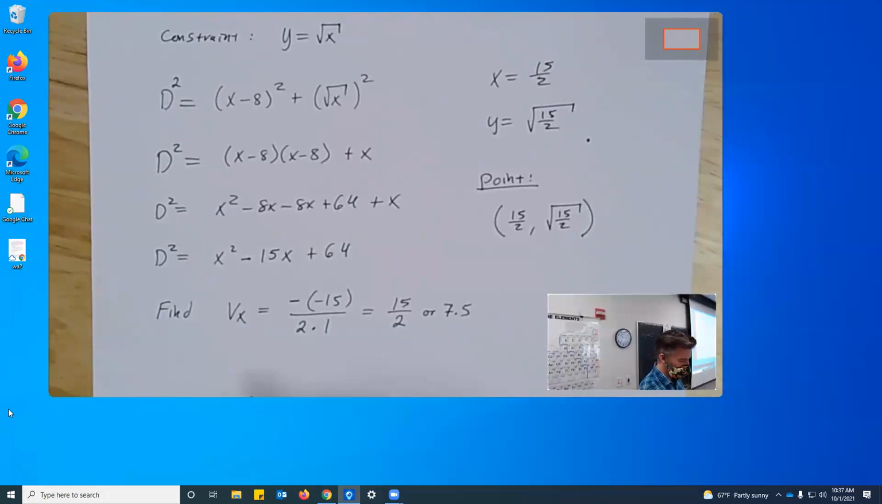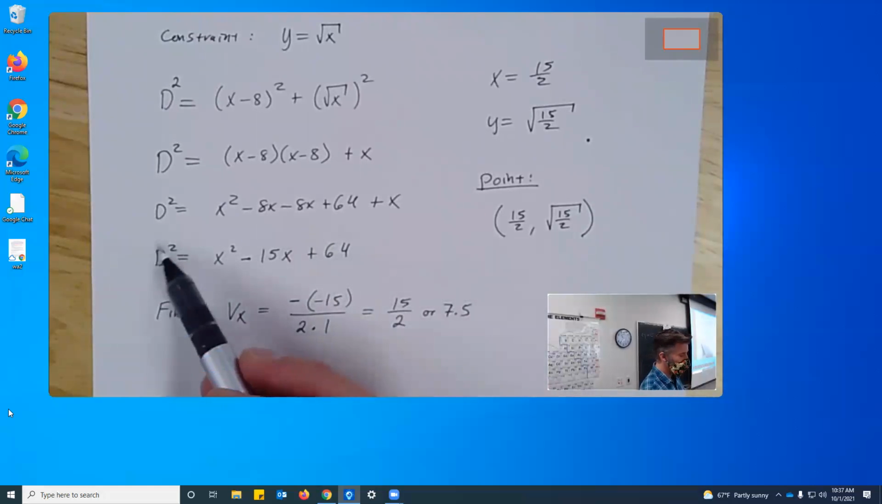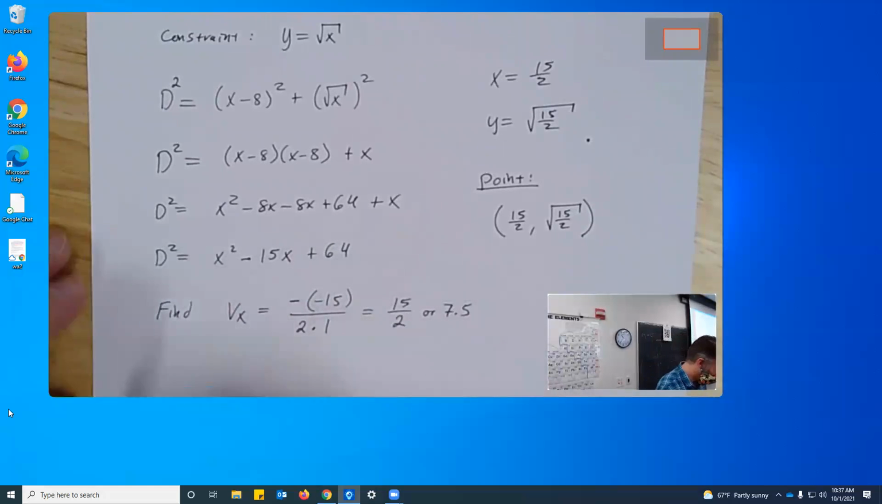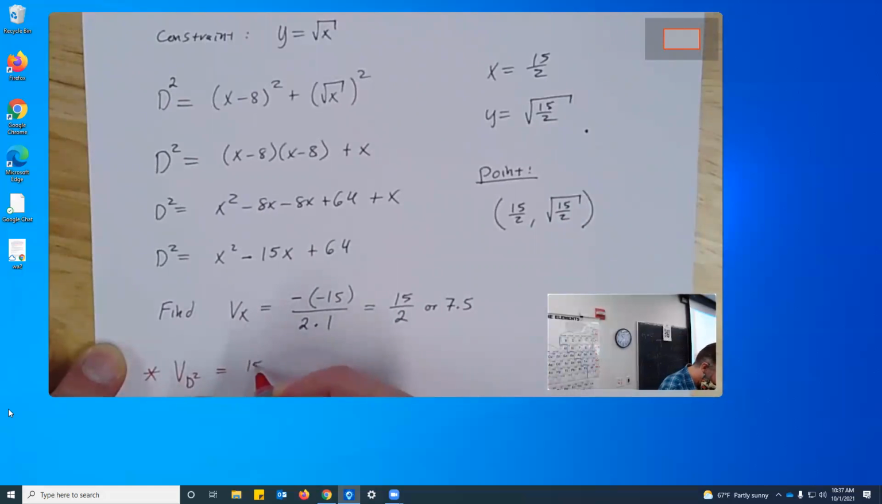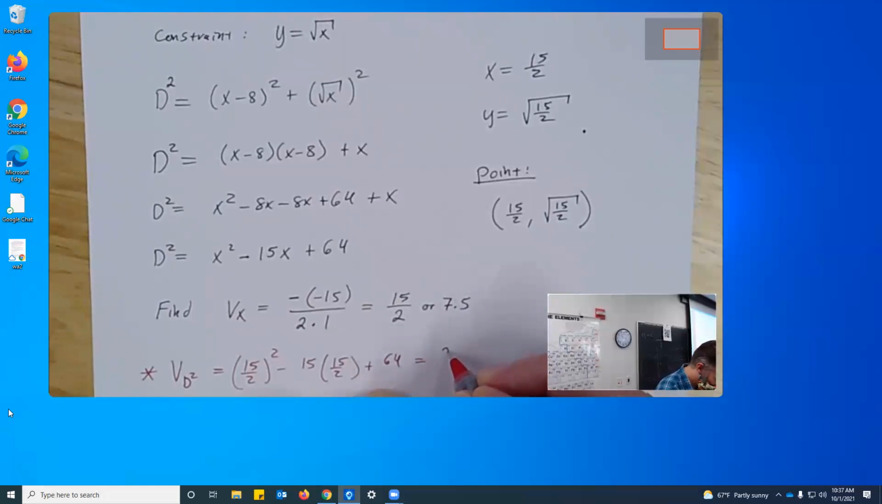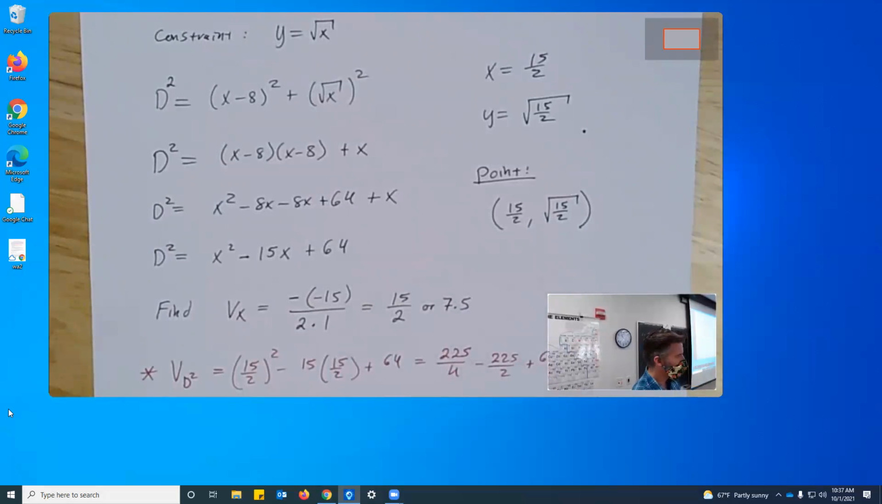If you happen to be wanting to find the y coordinate of this vertex, you're actually finding the distance squared coordinate of the vertex. So just as a point of interest, not that we're being asked to do this at all, if you wanted to find the second coordinate of the vertex, it's not pretty, right? It's 15 over 2 squared minus 15 times 15 over 2 plus 64, which is going to be 15 squared is 225 over 4. 15 times 15 is 225. Oh gosh, that's something.